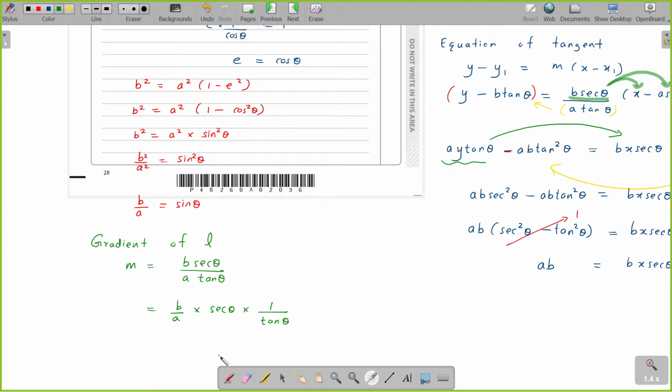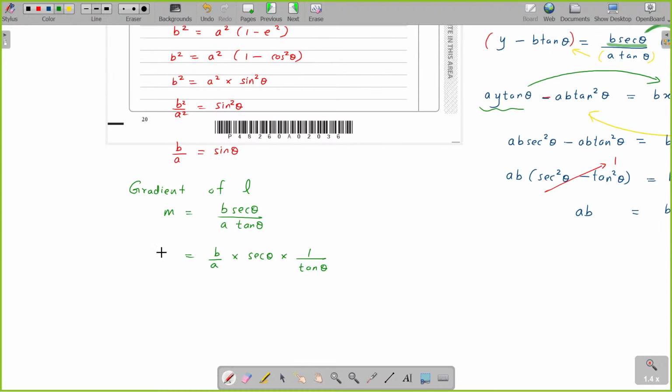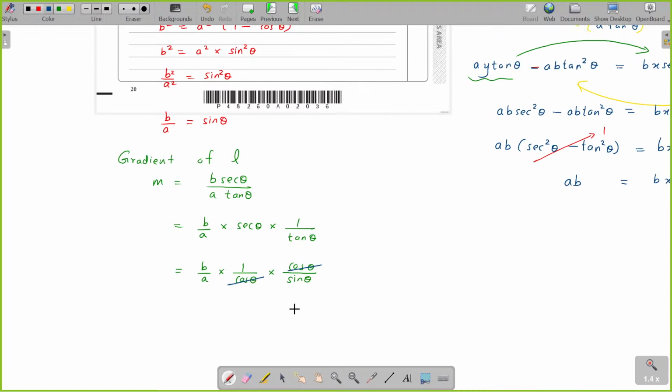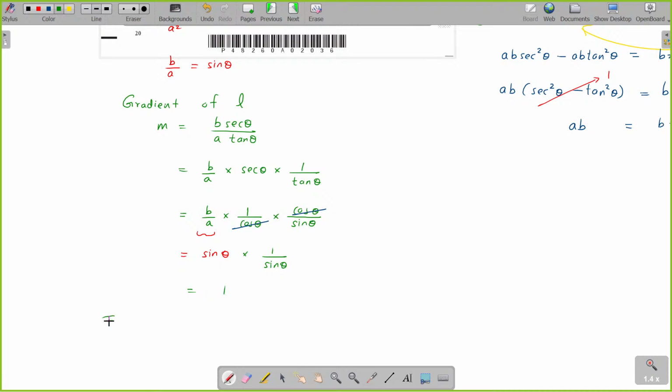Okay? And then what? Yeah, now let's simplify. sec theta is 1 over cos, and 1 over tan is cos over sine, because tan is sine over cos. 1 over tan is cot, which is cos over sine. And what happens here? You can see cos cancels. And b over a, we just found b over a is what? Sin theta. So we replace b over a with sin theta, times 1 over sin theta. And then we get the gradient as 1. Just give the conclusion. Therefore, line L is parallel to the line y equals x. That's what we were supposed to show.